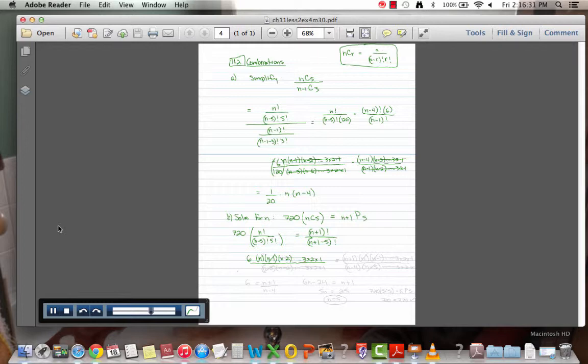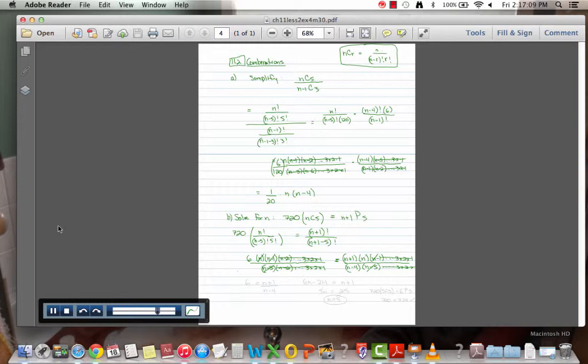Now, n factorial is again n times n minus 1 times n minus 2, dot, dot, dot, times 3, 2, times 1. That divided by n minus 5 times n minus 6 times n minus 7, dot, dot, dot, 3 times 2 times 1. So there's my left side. The right side I have n plus 1 factorial. So n plus 1 times n times n minus 1, all the way down to 3, 2, 1. And finally, this bottom one, n plus 1 minus 5, is the same thing as n minus 4. And so n minus 4 factorial is going to give me n minus 4 times n minus 5, all the way down to 3, 2, 1.